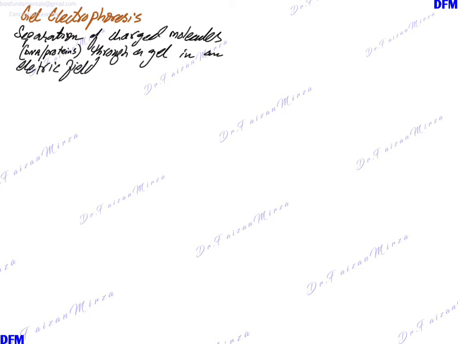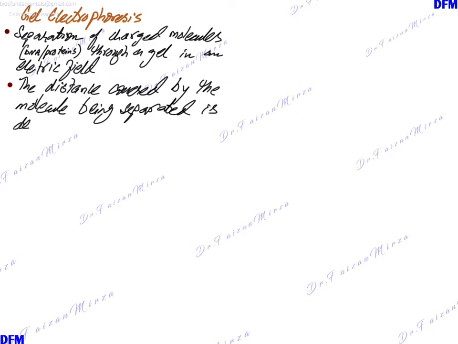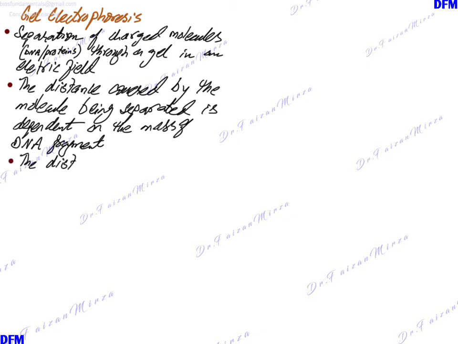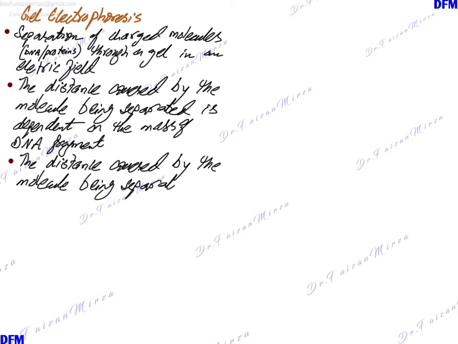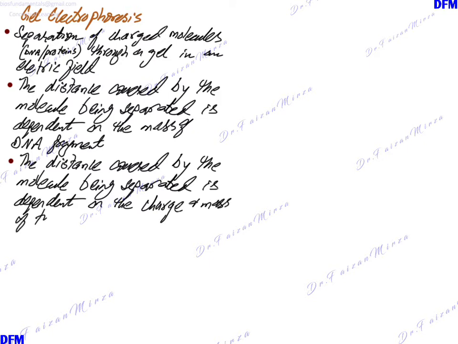Gel electrophoresis. Gel electrophoresis is a technique in which we separate charged molecules, DNA and proteins, through gel in an electric field. The distance covered by the molecule being separated is dependent on the mass of the DNA or RNA fragment. The distance covered by the molecule being separated depends not only on mass but on charge as well, in which case, when we are using proteins, because proteins have different R groups, they add to the charge and the mass as well.